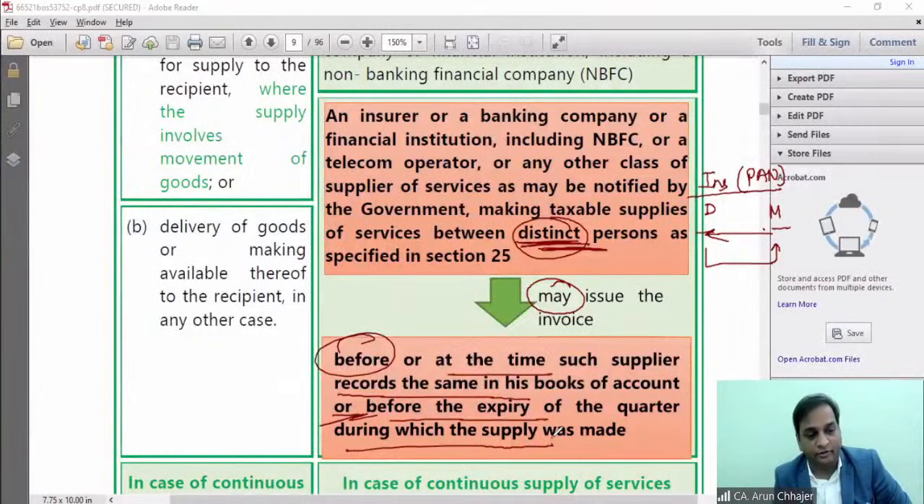Vrinda, right? The normal invoice, which we are issuing in day-to-day life. Yes, that is the tax invoice. Absolutely correct, Inderpal. Person registered with the same PAN.